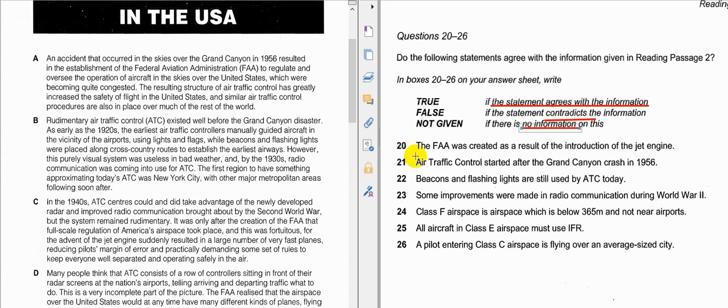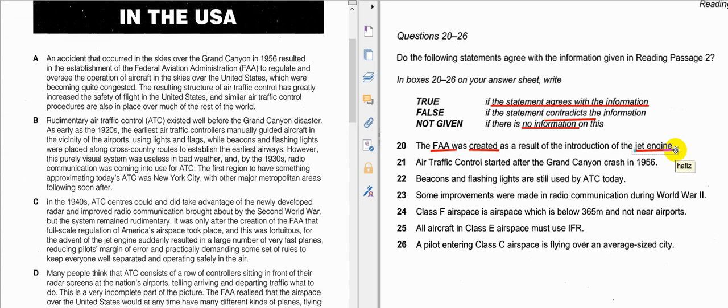Here it says the FAA was created as a result of the introduction of the jet engine. So one thing that I do want to note, names are always essential. So we know it's talking about the FAA, and action words, verbs, are usually essential as well. Created as a result of the introduction of the jet engine, right? So basically, FAA created jet engine. FAA was created because of the jet engine. So I would highlight those kinds of words. Words that, if you take them out, the essence becomes different. So let's take a look.